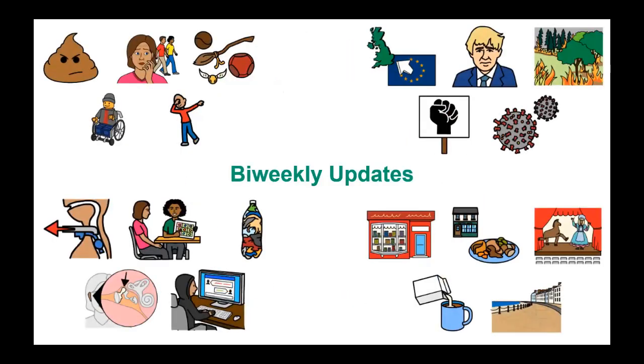We actually do bi-weekly updates of our symbols, so we're continually updating them. For a number of reasons, really, in that we want to make sure that we've got as wide a range as possible. I think we've got over 50,000 at the moment, but that's continually growing. We try to keep up to date with things like current events. So you'll notice that we've got quite a lot of symbols around the coronavirus, Brexit, Black Lives Matter, and lots of other current events.